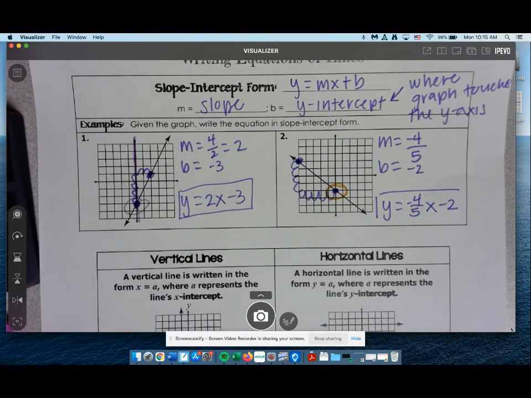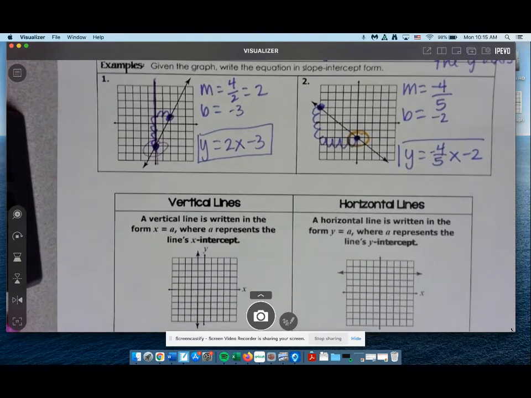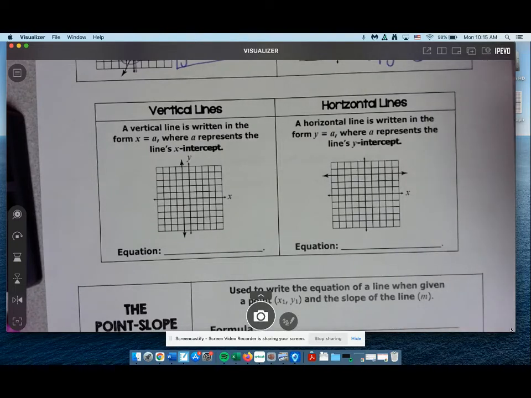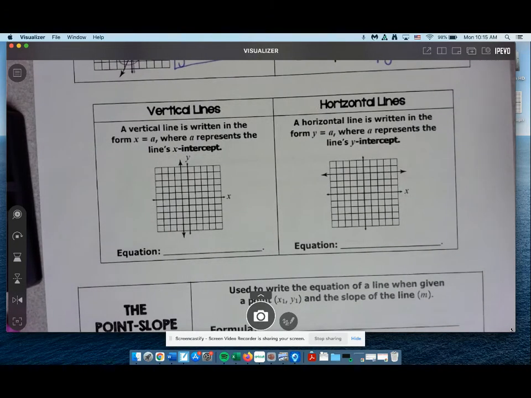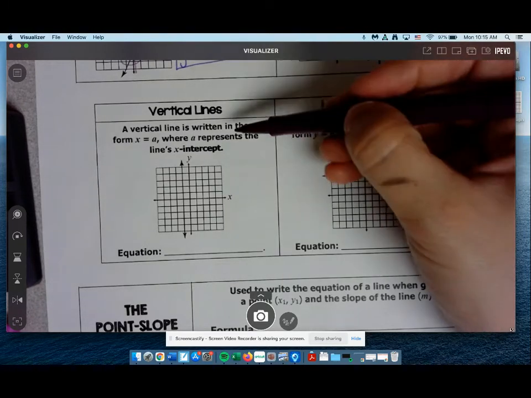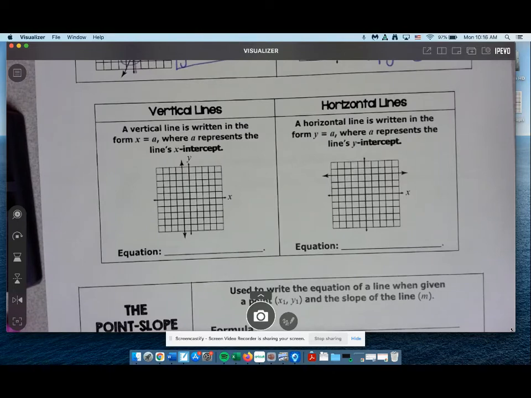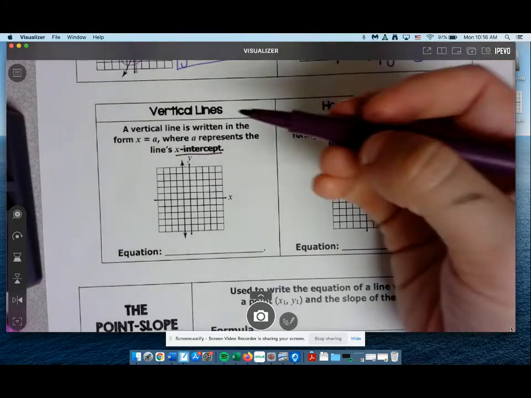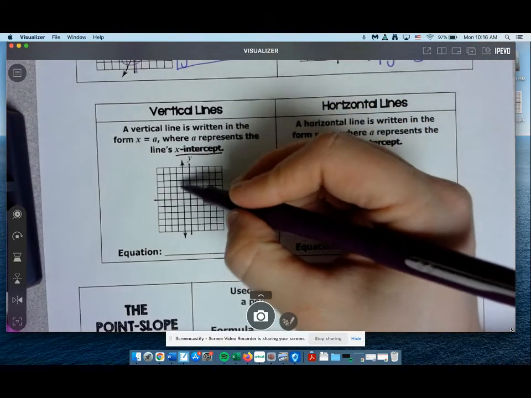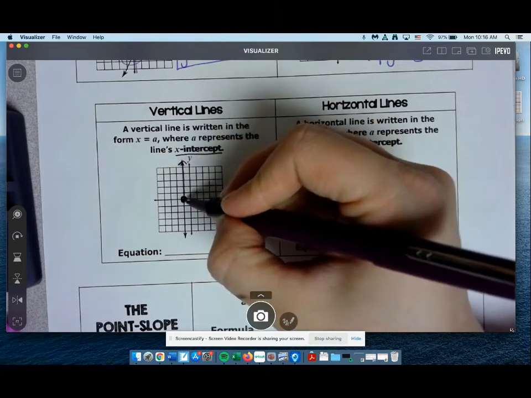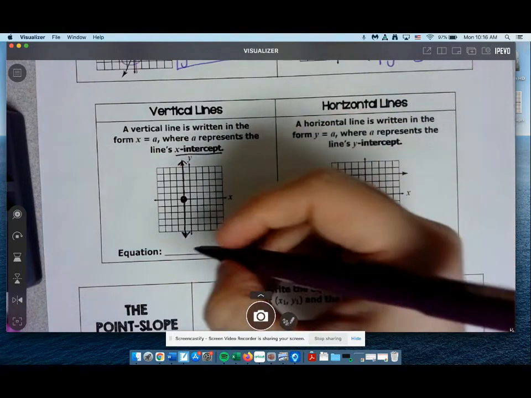All right. Then we have some goofy ones, a vertical or horizontal line. Our equations are a little different. They don't quite look like that slope-intercept form because we are either missing our slope or y-intercept, depending on if it's vertical or horizontal. But a vertical line is written in the form x equals a, where a represents the line's x-intercept. So remember, a vertical line goes up and down, and this line, I know it's kind of tough to see, is right here, you guys. So this line is going through our x at -1, so x equals -1.